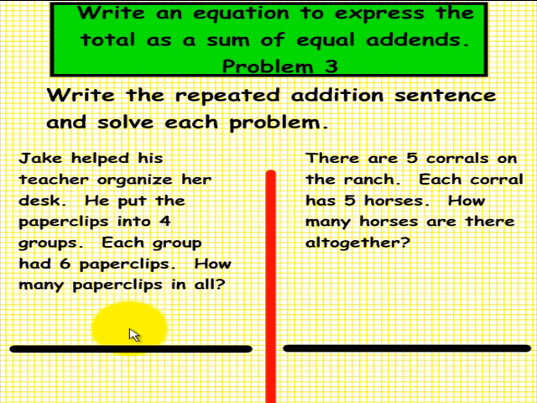You'll write your equation here, and over here on the right it says there are 5 corrals on the ranch. Each corral has 5 horses. How many horses are there altogether? Again, write the repeated addition sentence on the right and on the left. If you would please, pick up a pen to solve this problem.